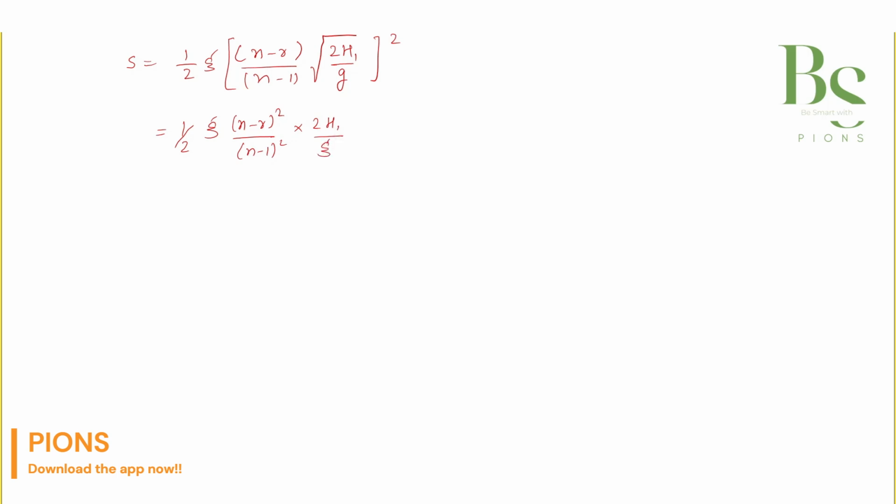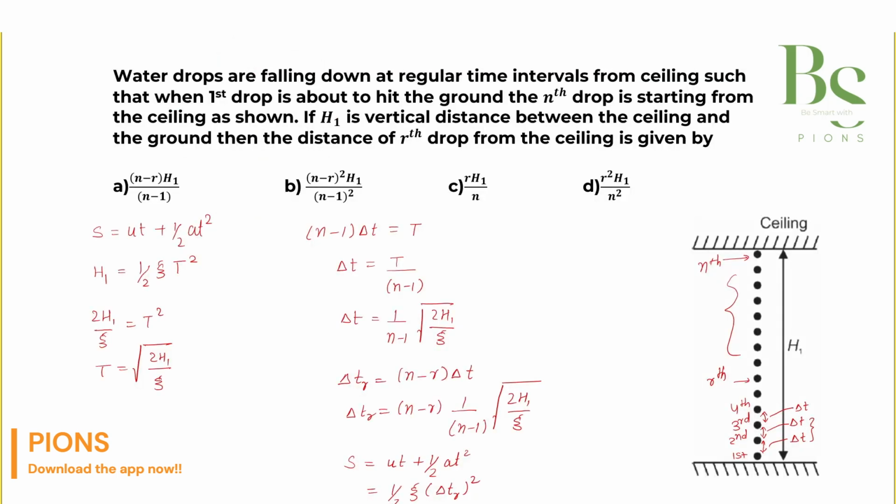Root will cancel out. So this g and that g will cancel out. 2 and 2 will cancel out. We are left with n minus r whole square upon n minus 1 whole square into h1. This is the distance traveled by the rth one. Clear?